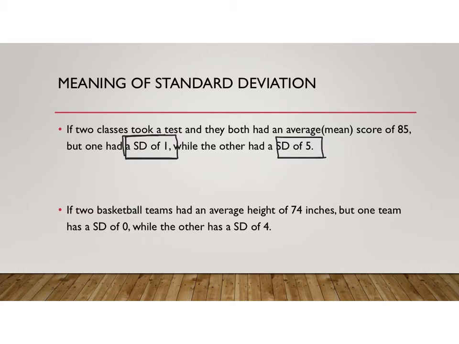There would be a very low score, maybe very high scores in the data set. Same as if we're talking about two basketball teams having an average height of 74 inches. But if one team has a standard deviation of 0, that means there's no variability whatsoever. That would mean every player on the team had a height of 74 inches. If the other has a standard deviation of 4, that would mean there's some variability there, and there might be a very tall person and a very short person on this team.